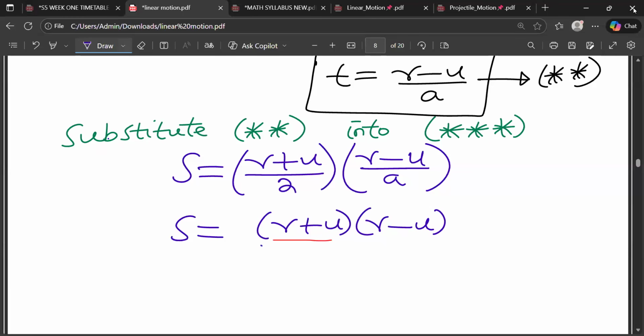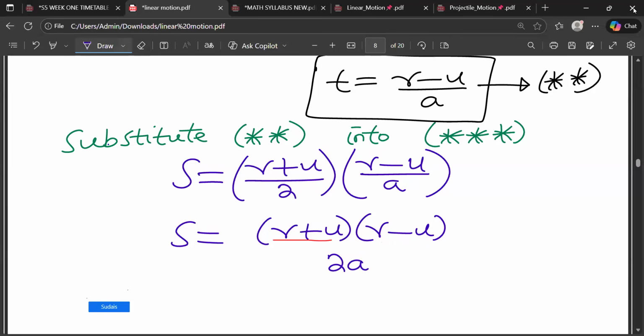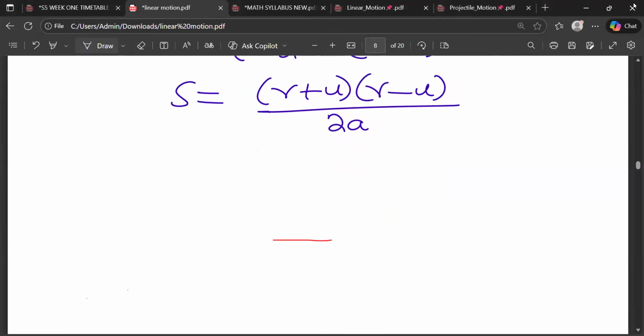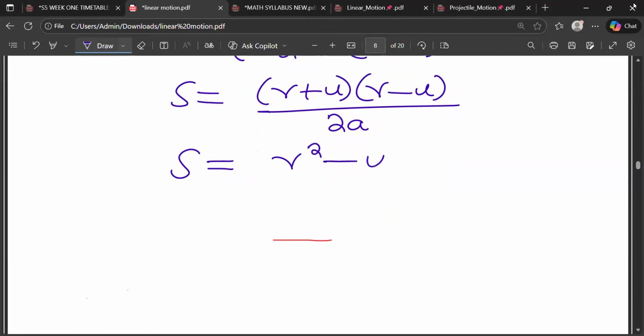So 2 times a is 2a. You tell me, what do you see on top, the numerator? And how is it called, and what will it give us in the end? Yes, Glory. It is the difference of two squares, and it will give us v squared minus u squared. Thank you so much.